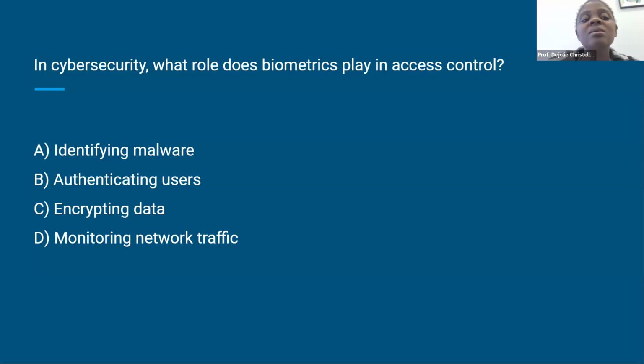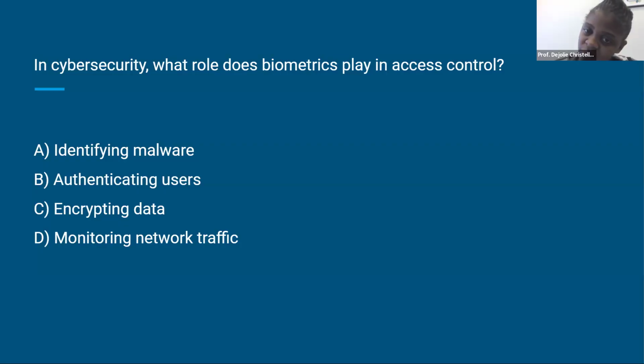Okay. In cybersecurity, what role does biometrics play in access control? Authenticating users. Martha, do you want to add something? No. What do you think? A? Identifying malware. Okay, why A? What is malware? They say, what role does biometrics play?